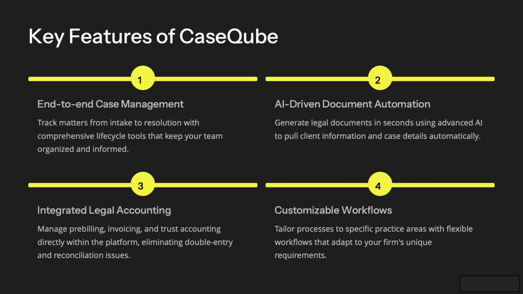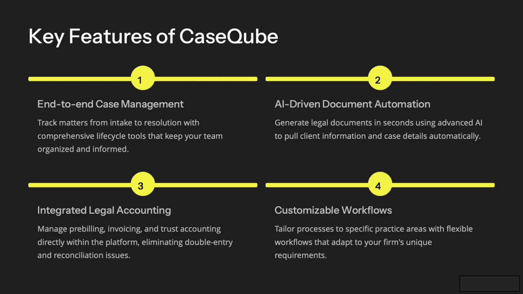Here are the core features that make CaseQube stand out. Number 1, end-to-end case management. Track matters from intake to resolution with built-in lifecycle tools. Number 2, AI-driven efficiency. AI powers everything from smart intake forms to automated task generation and document creation. Built-in trust accounting. No external accounting software needed. Everything from disbursements to billing is handled in one place. Custom workflows. Tailor the platform to evolve with your law firm's growth, whether you're expanding your team or adding new case types.